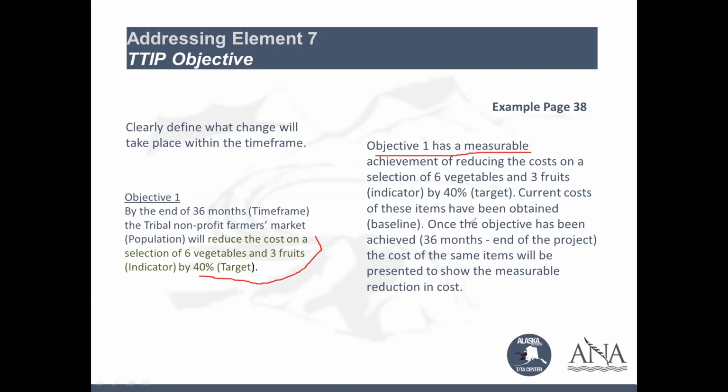The current cost of these items has been obtained, and once the objective has been achieved, the cost of these same items will be presented to show the measurable reduction in cost. So we're going to tell them what change is going to take place within this time frame.